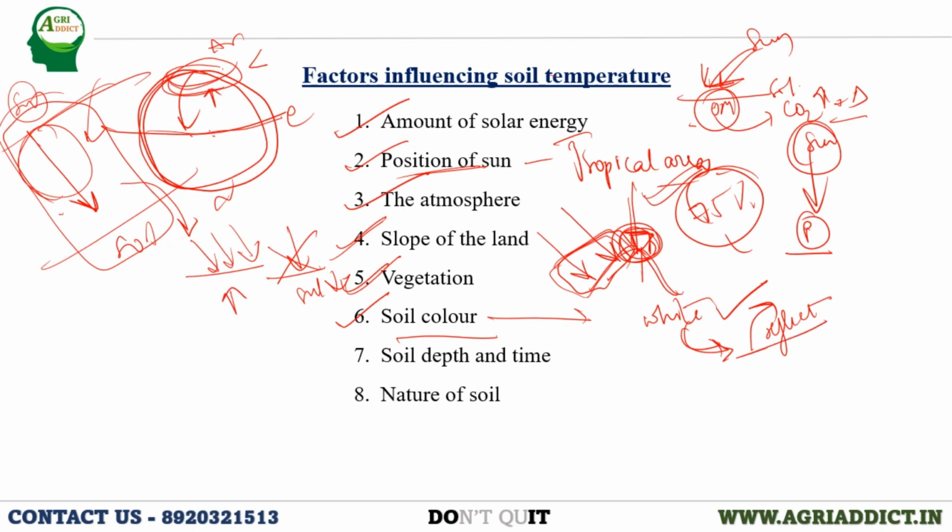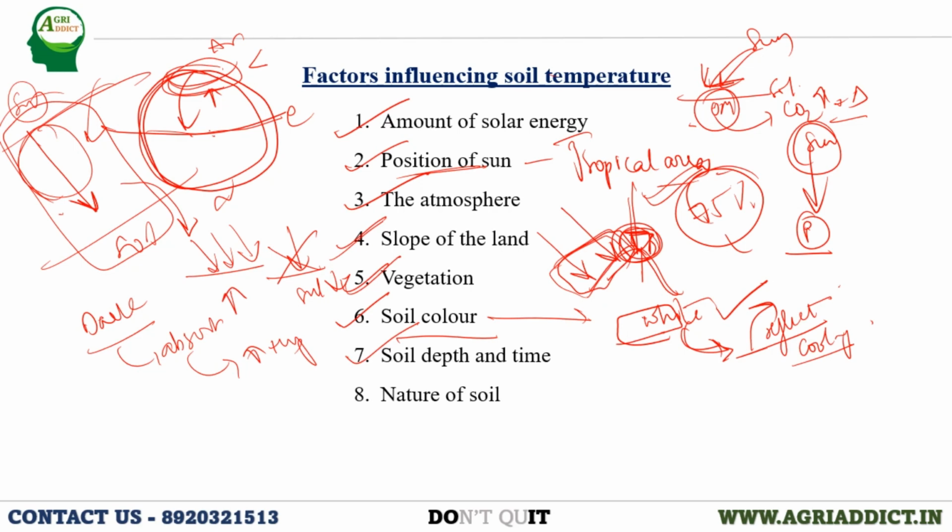What they are reflecting more radiation means they are cooling the surface actually. So light color soils, like the white shirt, will reflect more radiation and cool the soil. Whereas dark color soil, what will they do? They will absorb more radiation and it will increase the temperature of the soil. Next one is soil depth and time. The temperature definitely changes with depth and time of the soil.